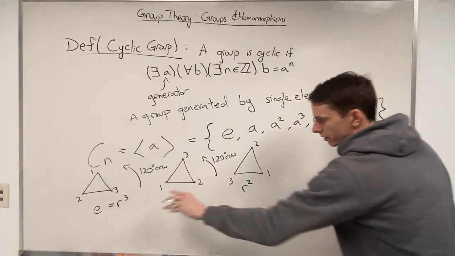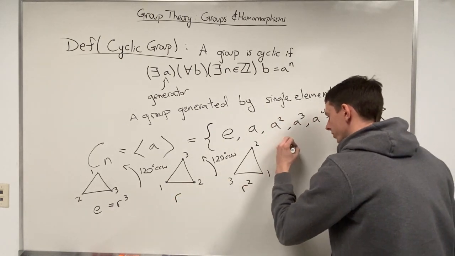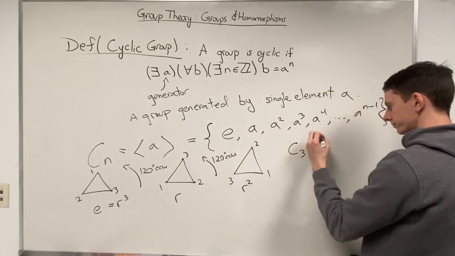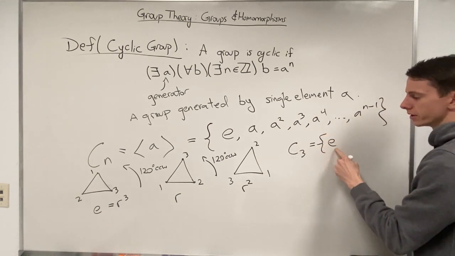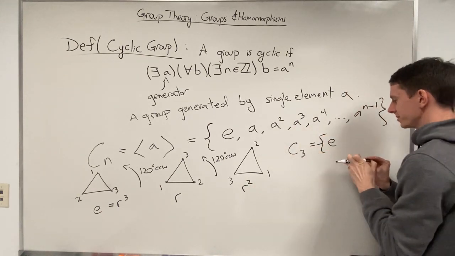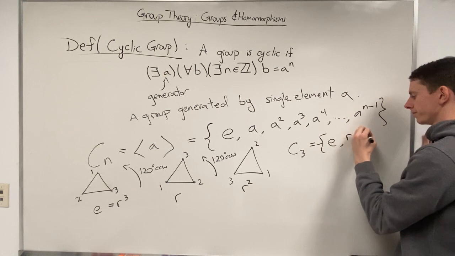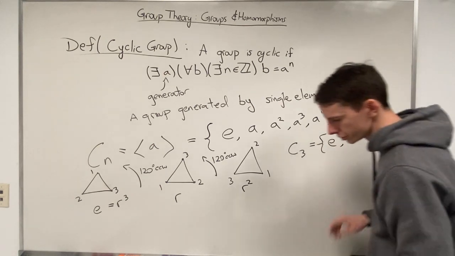So we could write this out as a group, denoting it as C sub 3, to be the do nothing element, a singular rotation, or applying the rotation 2 different times.